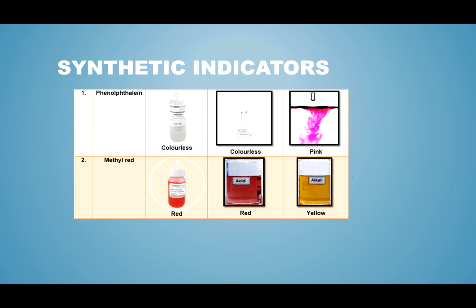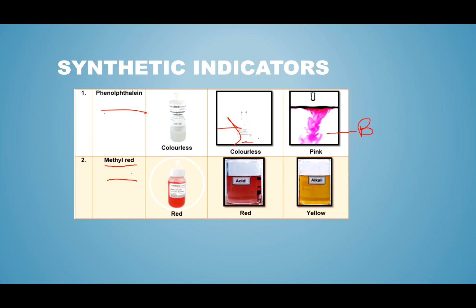Now let's move to the synthetic indicators. There are many synthetic indicators, but here I have given only two which are very commonly used. Phenolphthalein is a colorless liquid. When you see it in your lab, it is a colorless liquid, but when it is added to an acid, it remains colorless. But when it is added to a base, it turns pink. So this is the color change using this synthetic indicator.